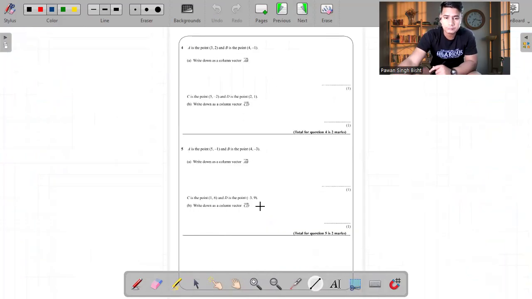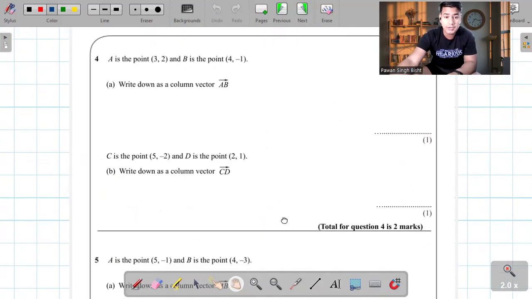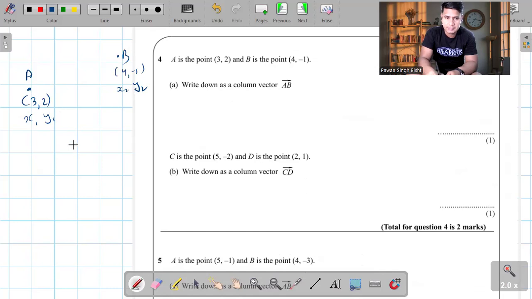Okay. Next question. Question 4. Write down the column vector AB. Now this is also an important question. Two coordinates are given, A and B. So to find the column vector AB, suppose A is given 3, 2 and B is given 4 minus 1, right? So if I consider this as x1, y1 and this as x2, y2, then to find the column vector AB, the formula will be x2 minus x1, y2 minus y1.